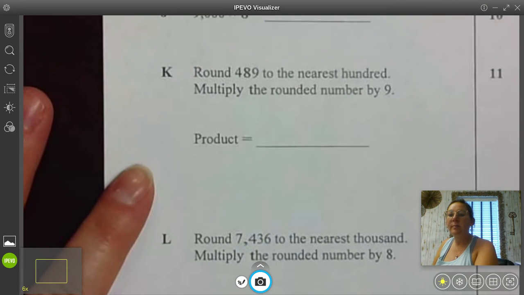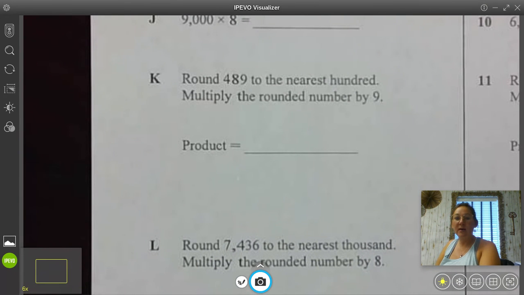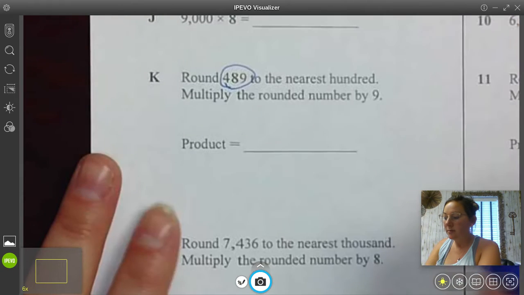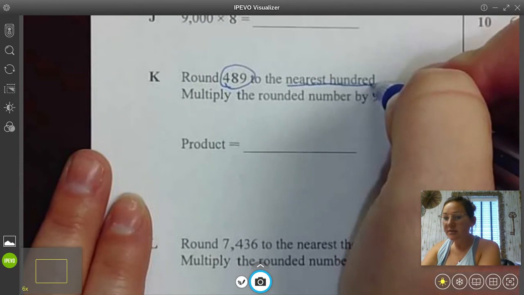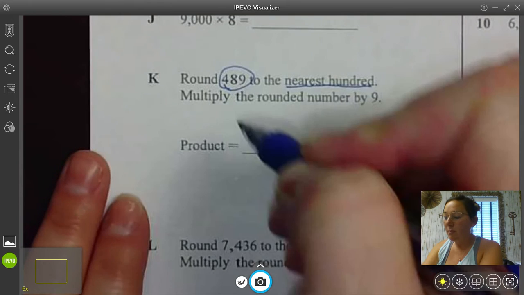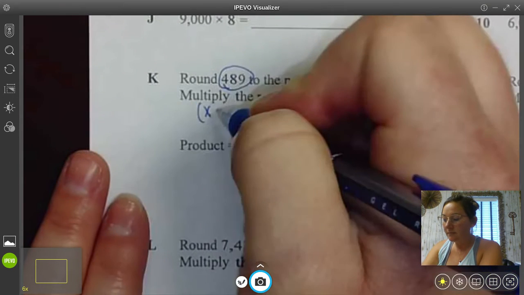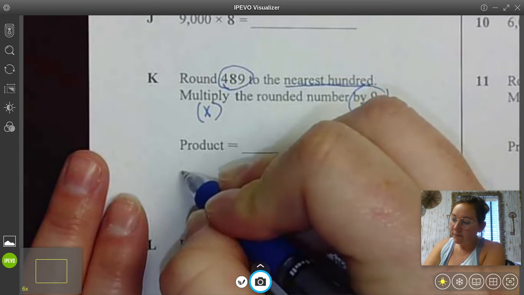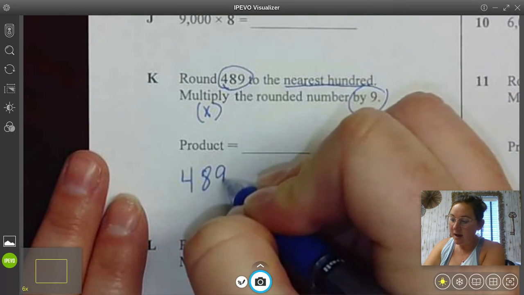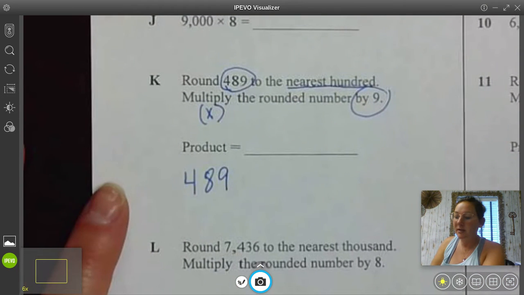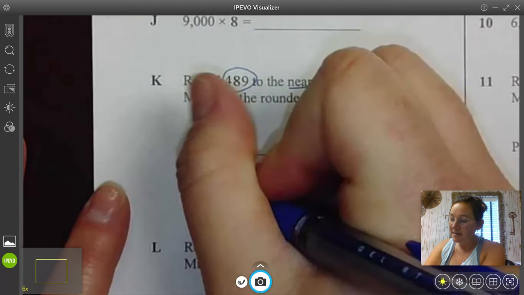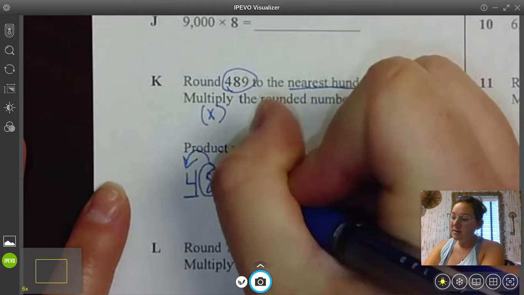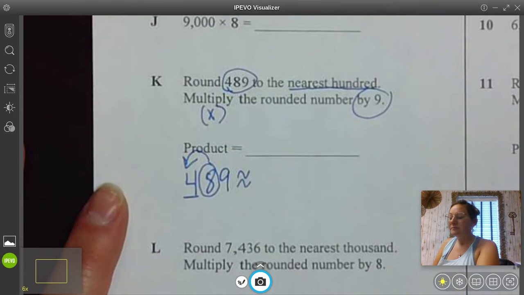So now let's get a little bit of rounding in there with it as well from last week. So we're going to round our number to the nearest 100, and then we're going to multiply the rounded number by 9. So we have 489. We're rounding the hundreds place. So you underline the hundreds place, circle the bossy backdoor neighbor.